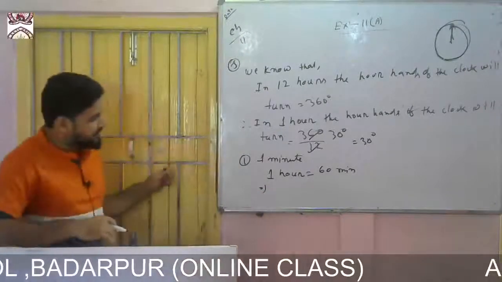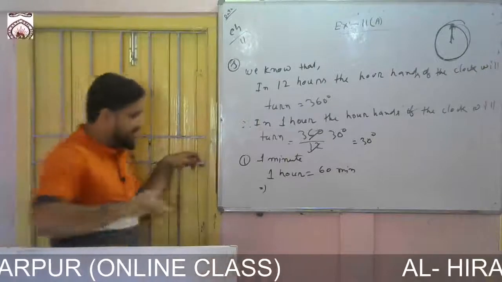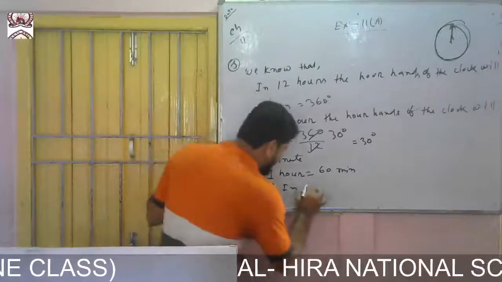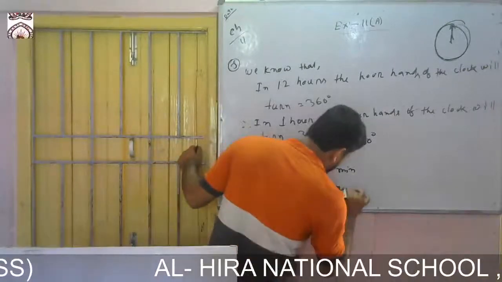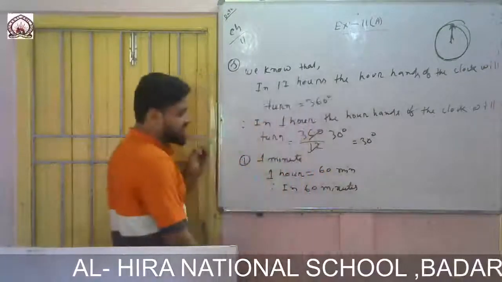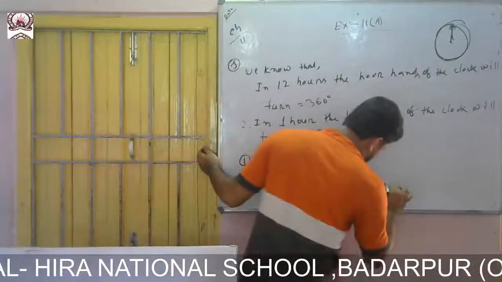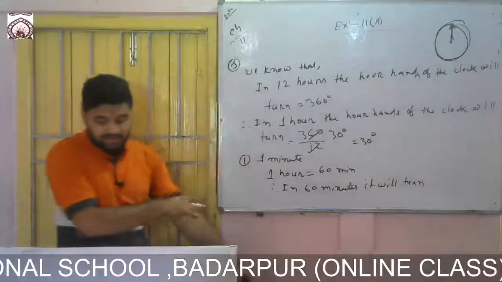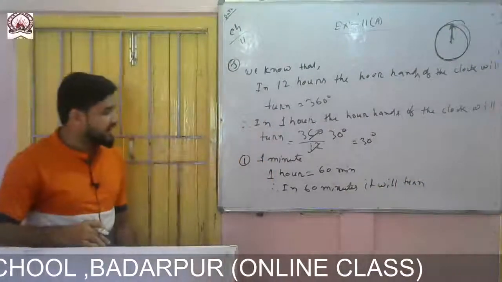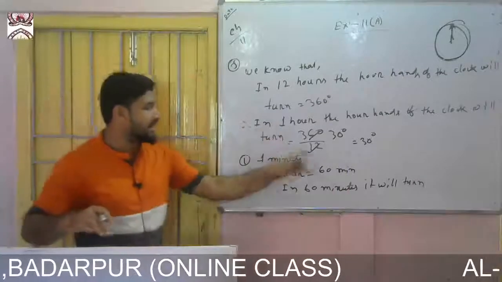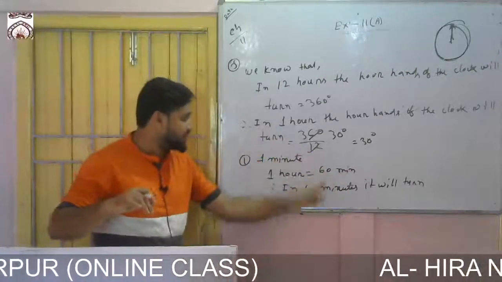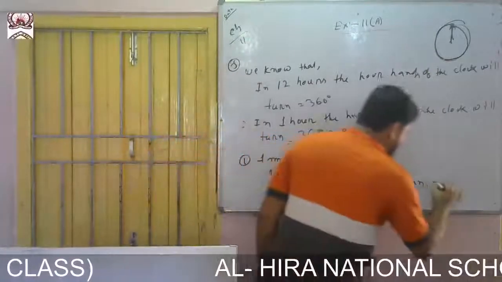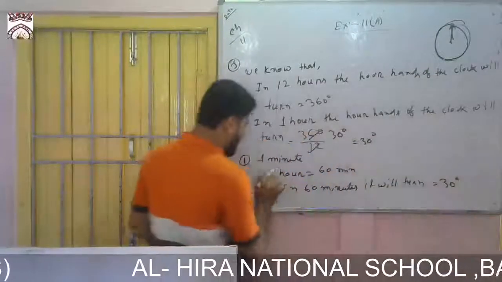Therefore in 60 minutes it will turn 30 degree. As we know, in 1 hour it turned 30 degree. That means 1 hour equals 60 minutes, so in 60 minutes it will turn 30 degree. Now I can find for 1 minute.